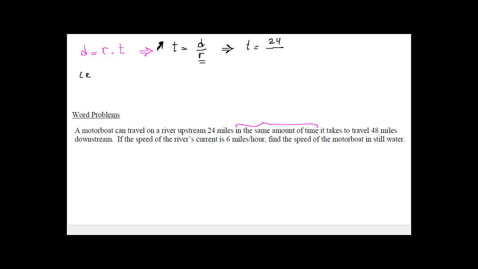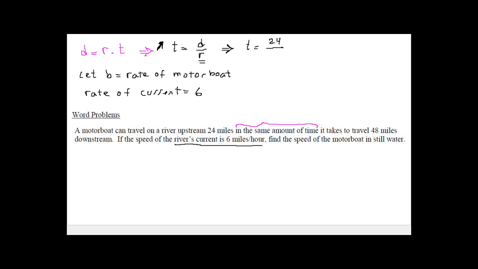Now what would be the rate going upstream? Okay, let B equal the rate of the boat, motorboat, and what is the rate of the current? Do we know that? So the rate going upstream would be minus 6 miles per hour? Well, the rate of the current is given to me. What is that? It says right here. 6 miles. Yeah, 6, right?